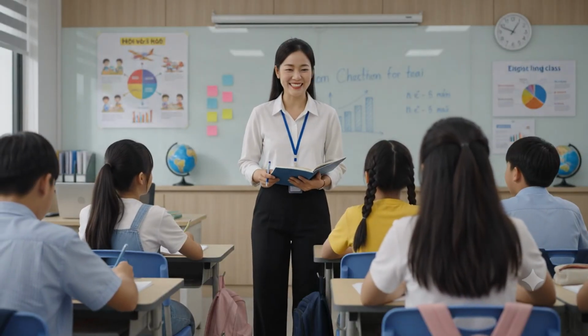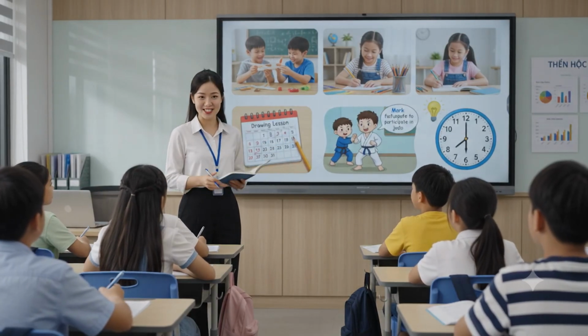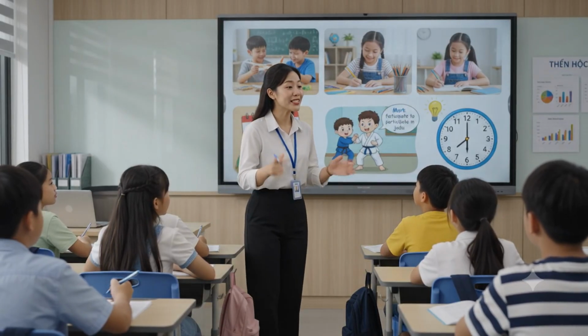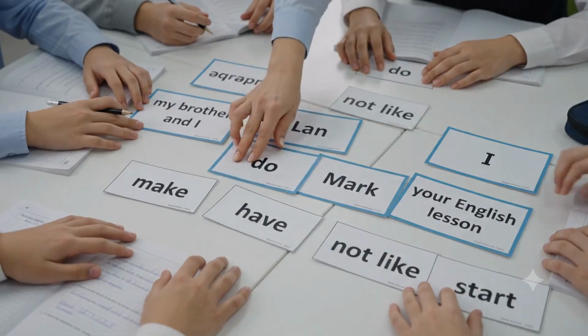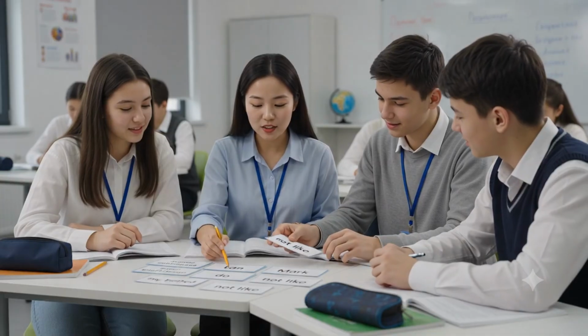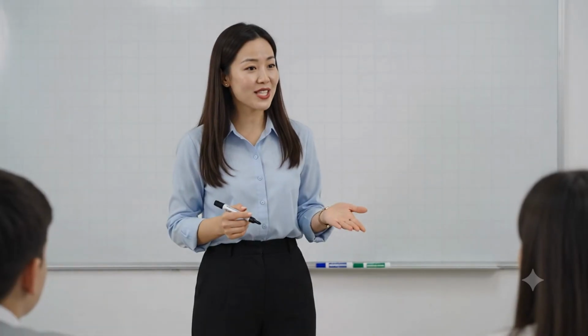Let's begin our lesson. Look at these 5 situations. What do you see? Predict the missing verbs. Match the subjects with the verbs. I think Lan goes with not like. Why did you choose that?